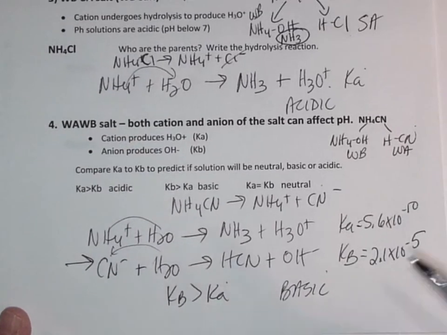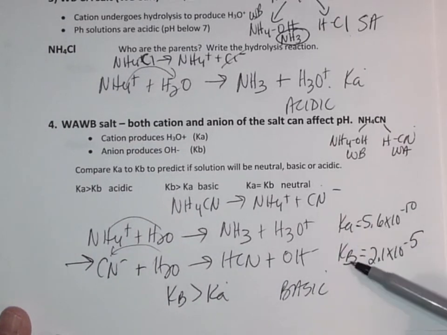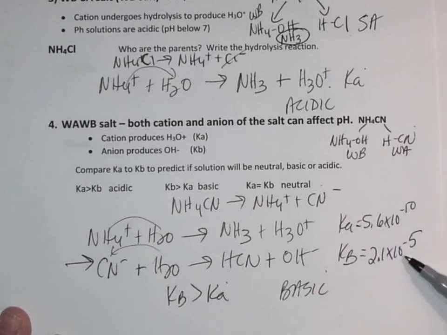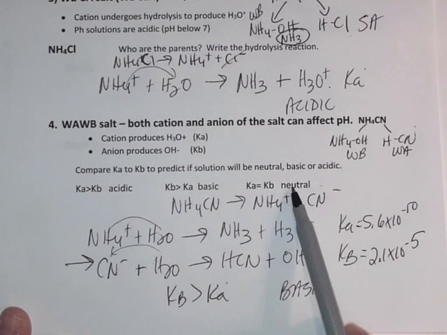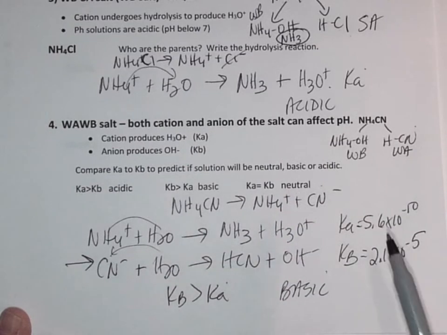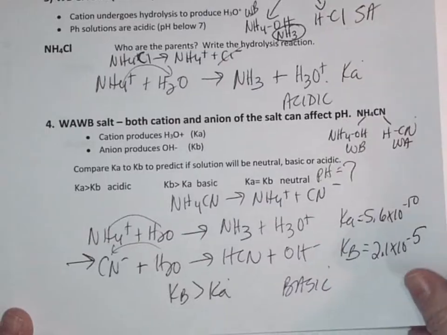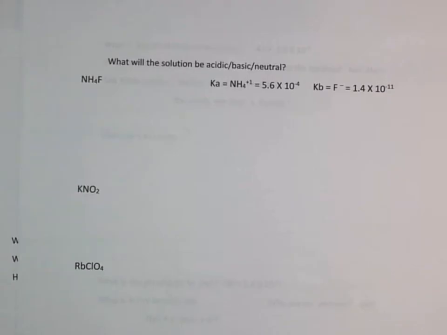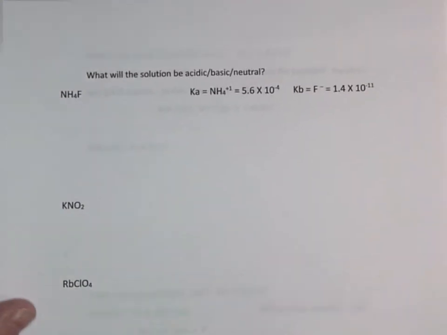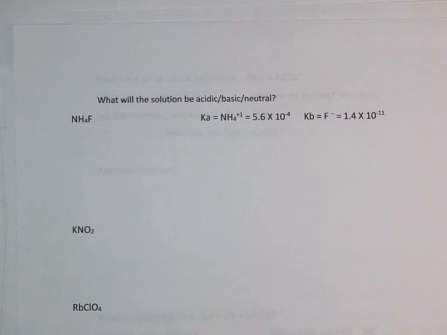Once in a while, it's not that common, the Ka and the Kb will actually be identical. If they are identical numbers, then it will be neutral. It will be a pH of 7. It's not that common. All right, so will these be acidic? Will these be basic? I don't know. Look at that first one. They gave me the Kas and Kbs, so there must be some reason for that.